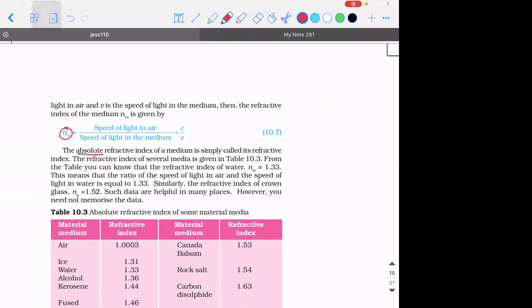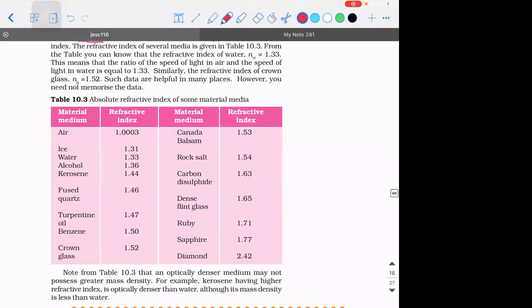So this is another important point. In physics, wherever you see the word absolute, it means they are doing a comparison with a known value. For example, the speed of light in air is a known value. So when they write the definition of refractive index in terms of a known value, they call it absolute. If they write it in terms of unknown values, they call it relative.